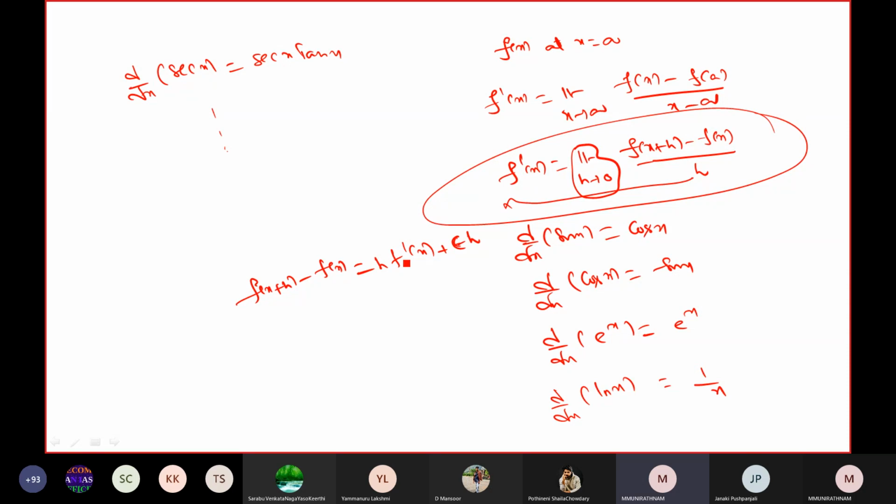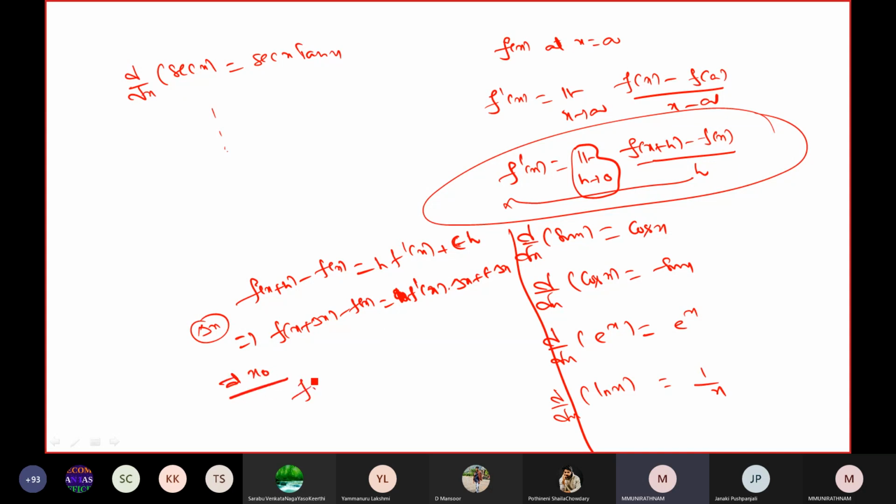So this value can be written, for delta x meaning h equal to delta x, as f of x plus delta x minus f of x equals f dash of x into delta x plus epsilon into delta x. At the point x naught, this will be written as f of x naught plus delta x minus f of x naught equals f dash of x naught into delta x plus epsilon into delta x.